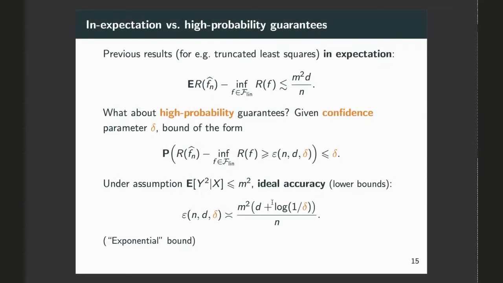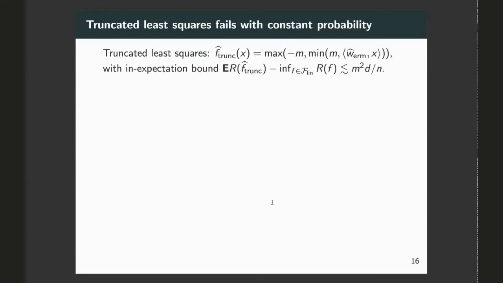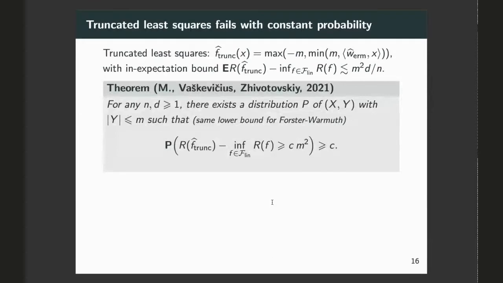The natural question, since truncated least squares achieves the optimal bound in expectation, is whether it also has the optimal bound with high probability. This is what we want to know. And the answer is no. And actually, it's even worse than that.